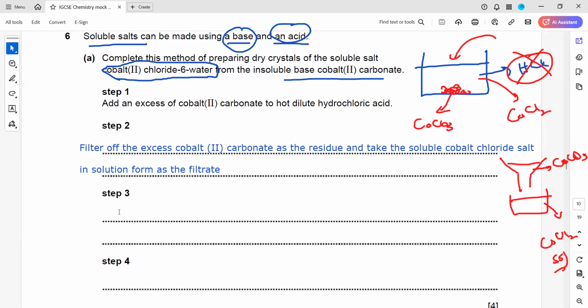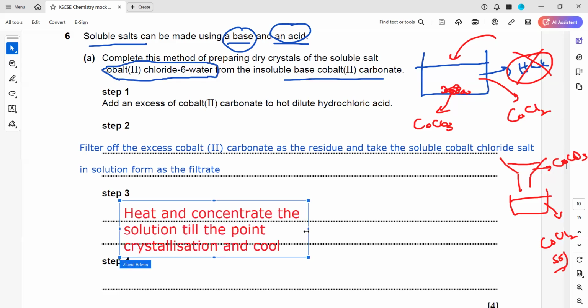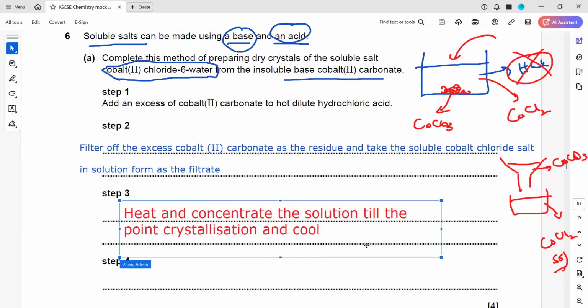So what should be step 3? We will heat and concentrate the solution till the point of crystallization and then cool down. So we heat and concentrate the solution until the crystallization point is reached. And once we reach the crystallization point, we will cool this down.